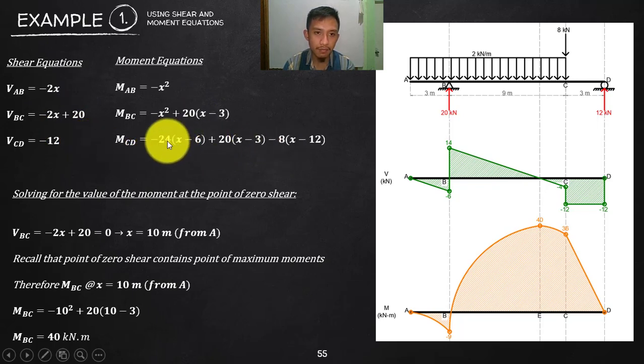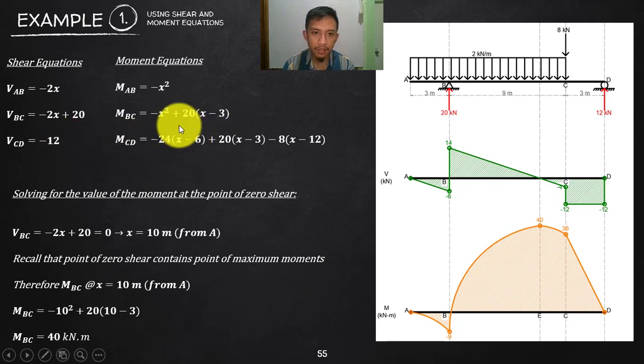The same thing with this. Simplify. So negative 24x, 20x, and then 8x. That will give us negative 12x. Okay, 20 minus 24 minus 8. So this will be negative 32 plus 20, which is negative 12x. Differentiate that one, it is negative 12.